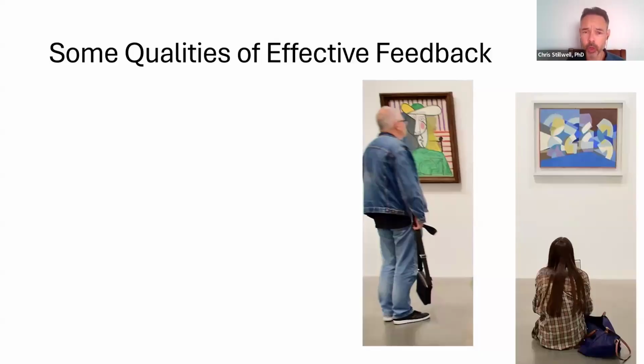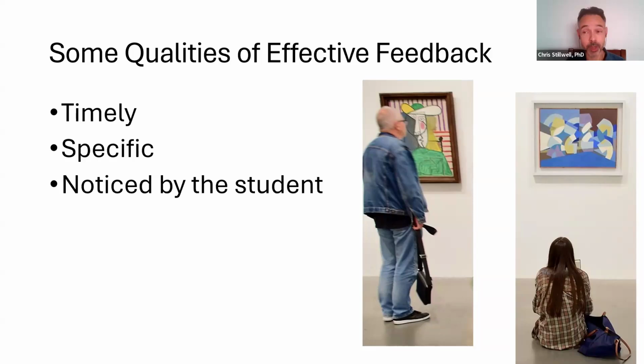Let's start by thinking about what are the qualities of effective feedback. First, it should be timely. Students ideally don't wait a long time. They get the feedback, they remember what they said and what they were thinking, and they're able to improve their understanding. It should be specific, not general, so that students really know what to focus on. And it should be noticed by the student, of course. If they don't see it or think about it very much, it might be a waste of everyone's time.